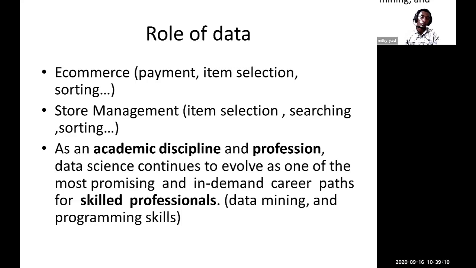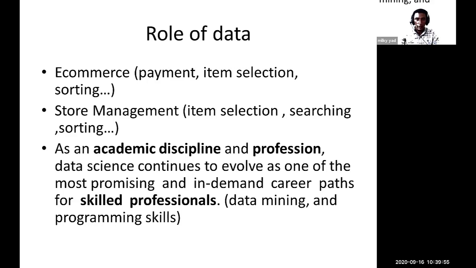For example, in order to perform online payment. Also, in order to select items from a list. Also, in order to sort items on a site or on an e-commerce platform. So we need this data science concept for what purpose? E-commerce purpose, electronic commerce. And also, for example, let us assume a store management system or electronic store management system. Also in this area, we need data science concepts, for example for item selection, for searching items, and so on.